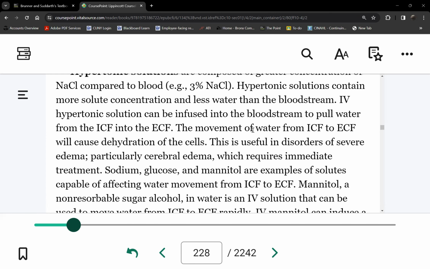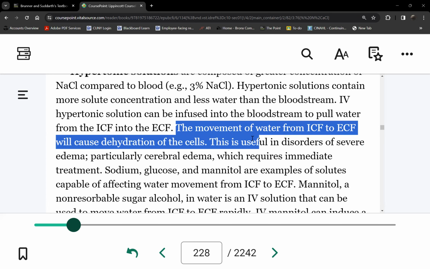So where will this thing go? What will this thing do? So here's the solution. The movement of water will be from the intracellular into the extracellular, into the bloodstream. So it will draw water out. So what's the benefit here? What patients will benefit from this thing?